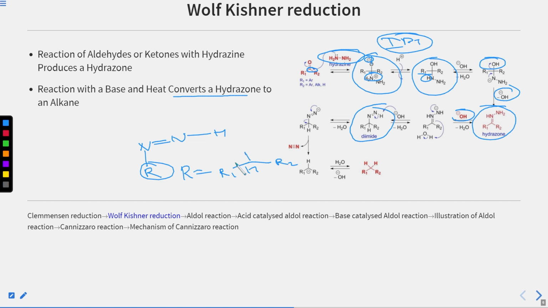Your imide. Clear? Now what will happen? Again, we have a hydrogen here and we have a base. This OH minus will again take one hydrogen from here, and further this negative charge will again propagate and will take your H plus from water, and N2 will be released in this process.